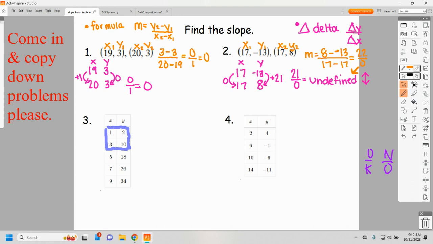Now, if you were doing it the delta way, it's already stacked. The change in y, who can tell me from 2 to 10, what's my change? 8. So I go up 8. So that's a positive 8. From 1 to 3, what's my change? 2. So I go up 2. So my change in y over my change in x, that's what we just did, would be 8 over 2, which can be simplified down to 4.